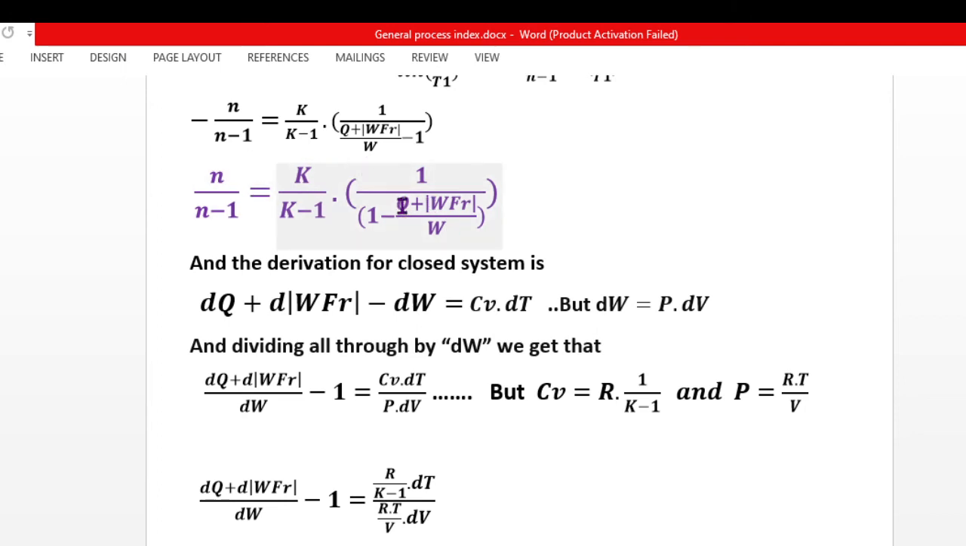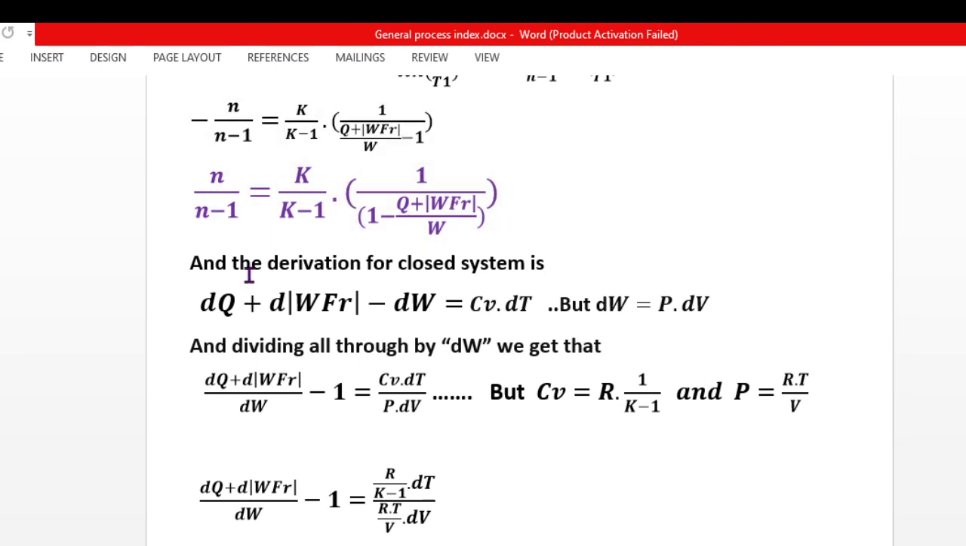But we are speaking about something else. If there is heat exchange and there is friction, n becomes something other than k. That's the limiting case. When q and w friction equal 0, the n becomes equal to k, because n over n minus 1 equals k over k minus 1. That's all for the open system and how to find n for an open system.